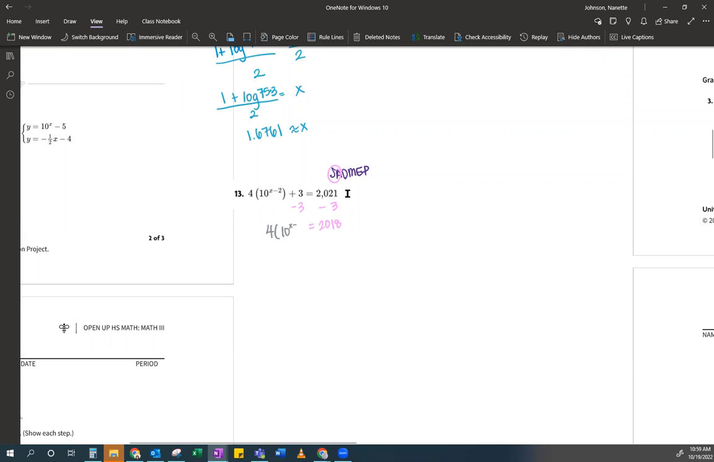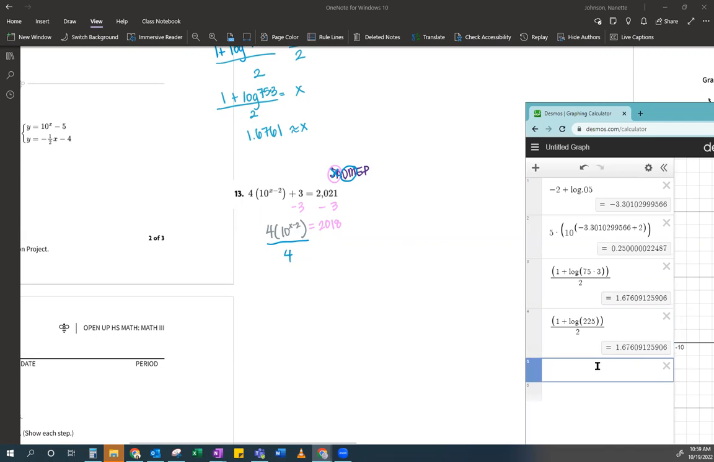So the next one is, hey, do you have any division or multiplication? And you're like, yeah, Ms. Johnson, I see a 4. I see 4 times. Okay, so how do we get rid of it? Well, we divide by 4. And so then I just, again, I write my 10 to the x minus 2 equals 2. And then I'm going to use my calculator because I don't know off the top of my head. 2018 divided by 4 is 504.5. Okay.